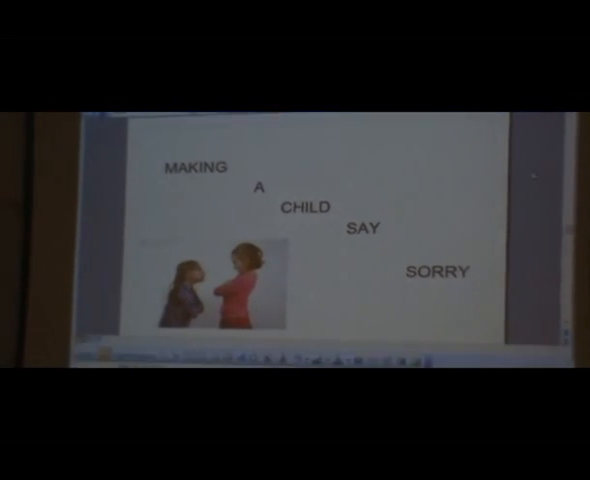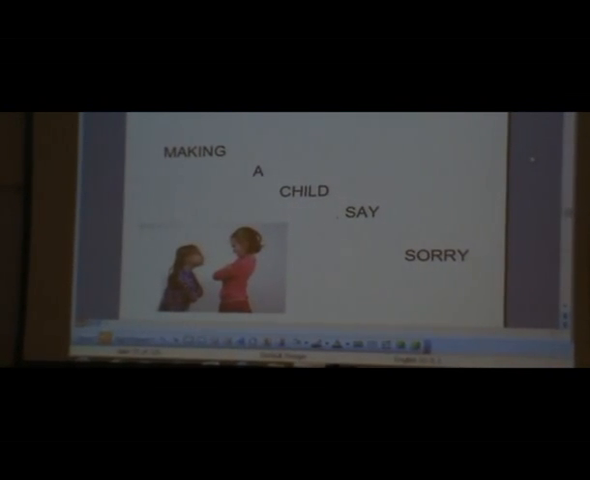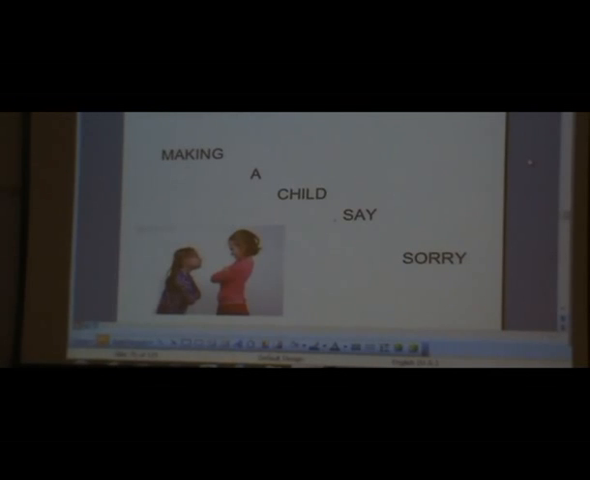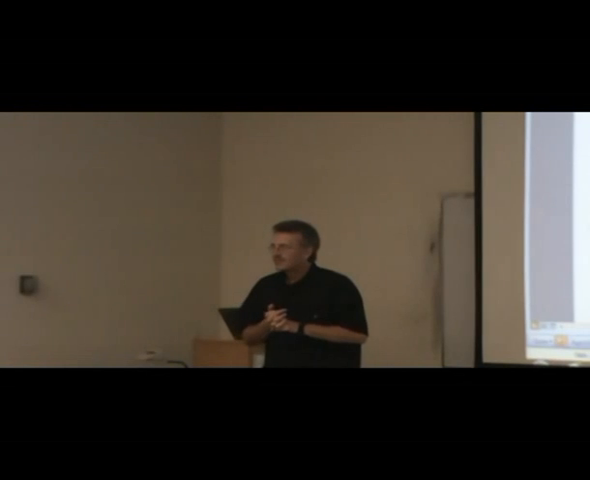Little boy Johnny looks at his sister and says, you're ugly. Sister goes to mommy and says, Johnny said I'm ugly. Mommy goes to Johnny and says, go tell your sister you're sorry. I don't want to. Go tell your sister you're sorry. I don't want to. Go tell your sister you're sorry. Okay? Goes to his sister and says, I'm sorry. I'm sorry you're ugly.